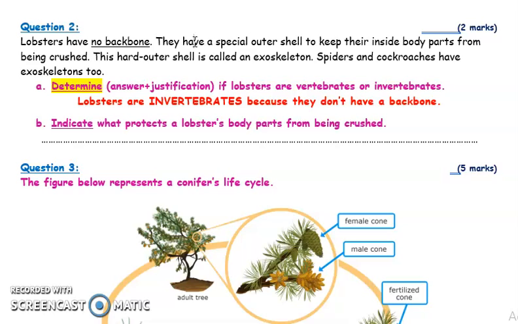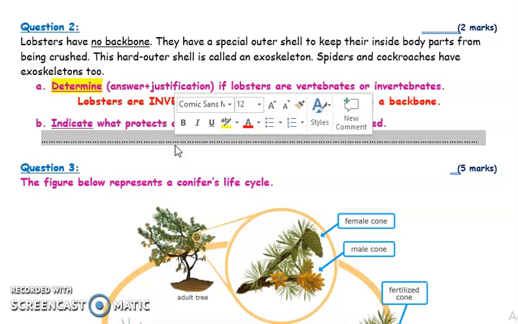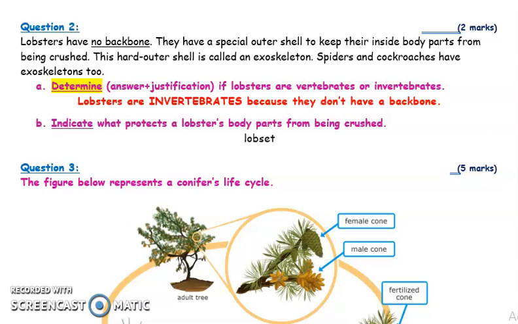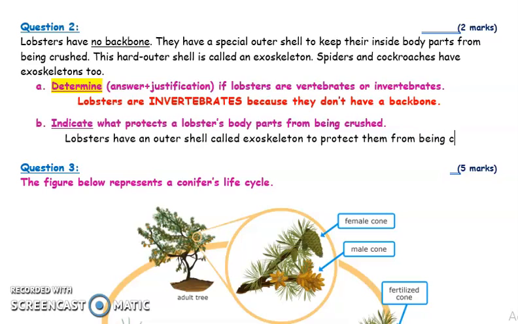Who told us so? It's the text. This answer is found in the text. Lobsters have an outer shell called exoskeleton to protect them from being crushed.